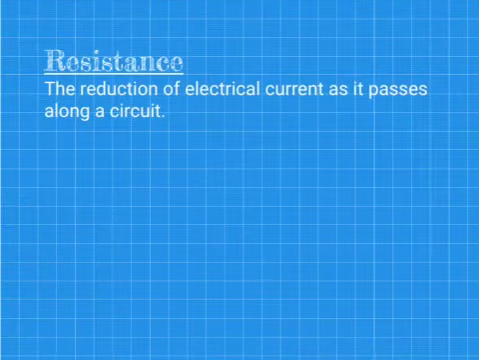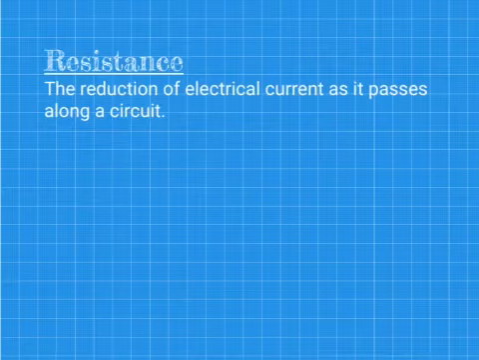Now, when we're talking about resistance, we're talking about the reduction of electrical current as it passes along a circuit. Imagine having, for example, hurdles on a track. When a runner runs up to those hurdles, the amount of time it takes them to go over the hurdle slows down their overall time, which is resistance. It resists their overall time. If we translate that to electricity, we look at the loss of potential energy, so the signal becomes weaker over time.